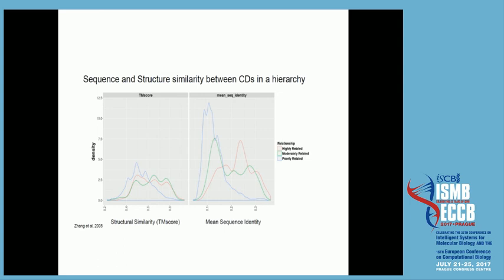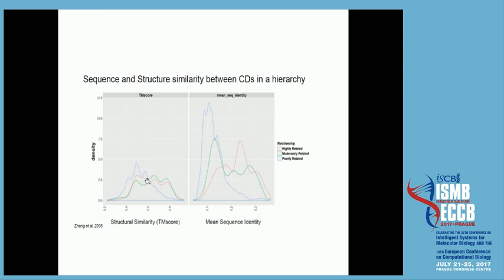So, as a description of our data set, we can see the distribution of the structure similarity and the sequence similarity between conserved domains. The red line shows the highly related domain comparisons, the green line shows the moderately related, and the blue line the poorly related. In this plot, it is worth noting that the sequence identity, even for the highly related, is very low. All the values are below 40% identity.